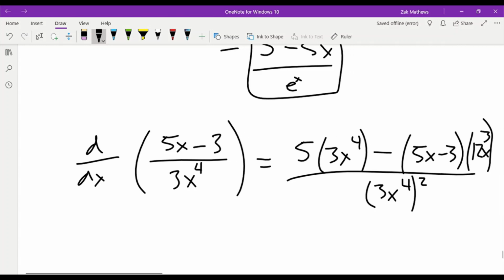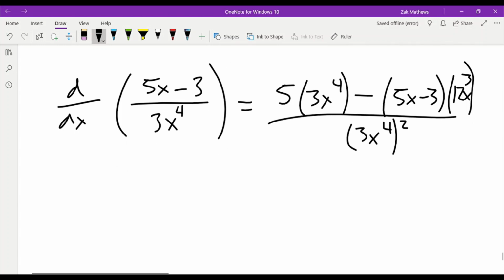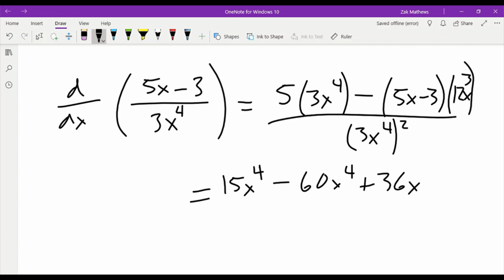So that is our derivative, but we do want to simplify, so let's work on that next. 5 times 3 is 15, x still to the fourth, minus, well here I have to distribute these terms. So we'd have 5 times 12, which is 60, x to the fourth power. Then there's a negative in front. Then we have a negative 3 will turn into a positive 3, times 12 is 36, x to the third.